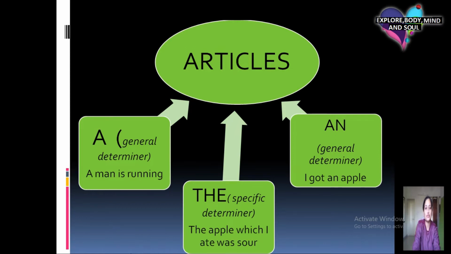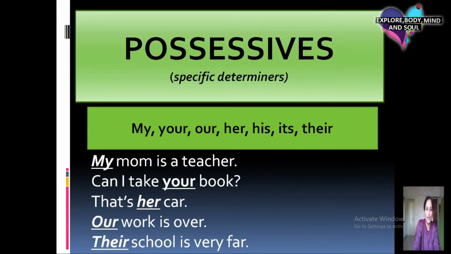When we talk about a and an, let's understand with the help of an example why they are general determiners. A man is running. I got an apple. In these 2 examples, we are not specific about which man or which apple we are talking about. But when I say, the man in the blue shirt is running, we are specifying which man we are talking about. The apple which I ate was sour. It's a specific apple.